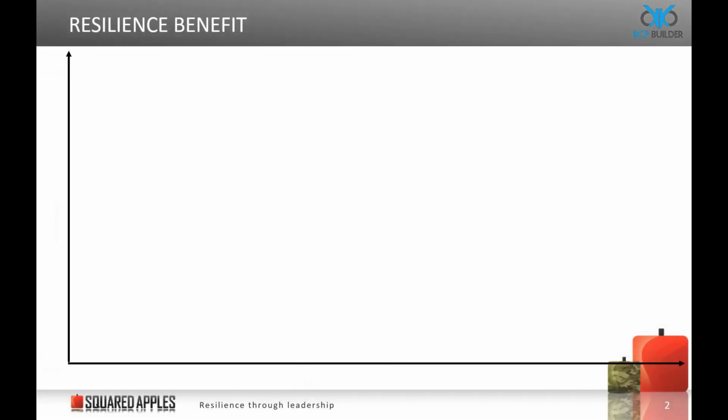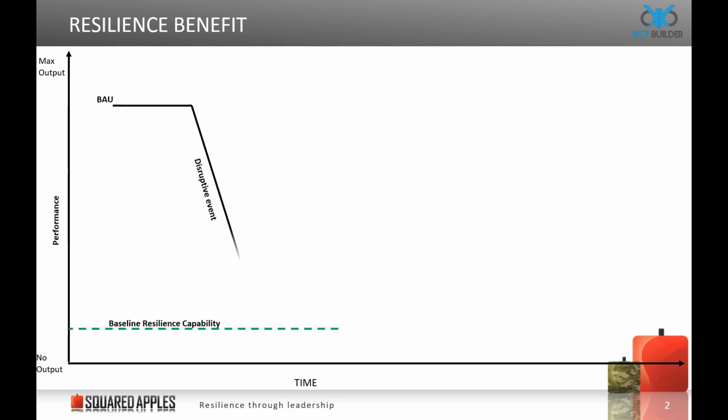Here we have a graph that demonstrates an organisation operating against performance and time. The graph identifies time on the bottom axis and performance going from no output to max output. We have demonstrated that the organisation is working at a business as usual level, while also having inherent to itself a baseline resilience capability. This is based on the training of its staff, embedded processes, historic knowledge and experience of events prior to this happening.